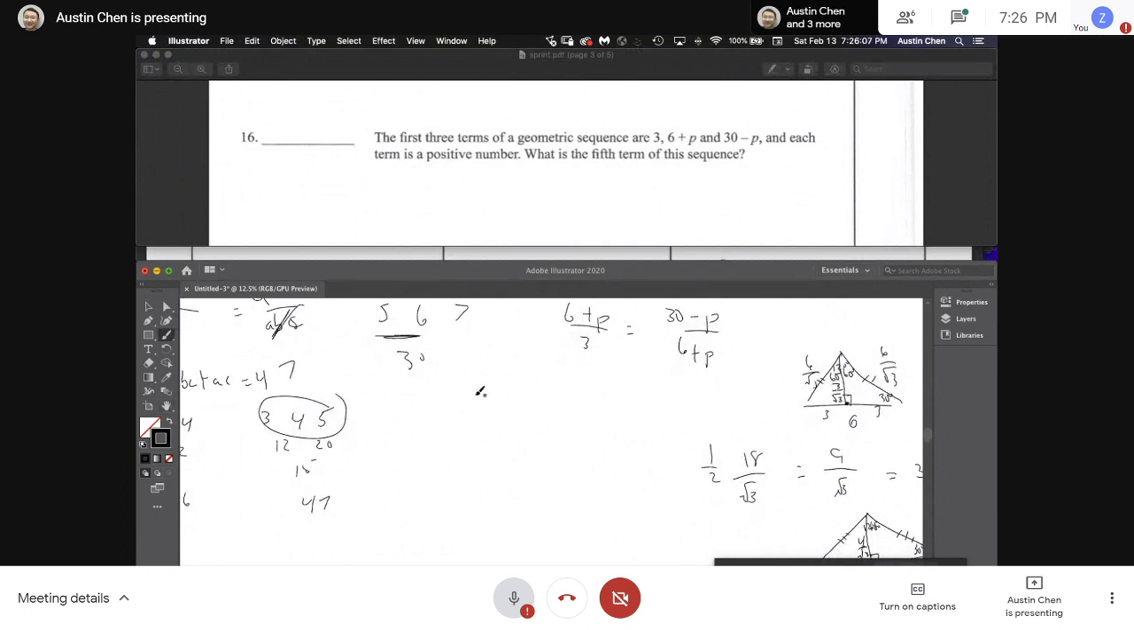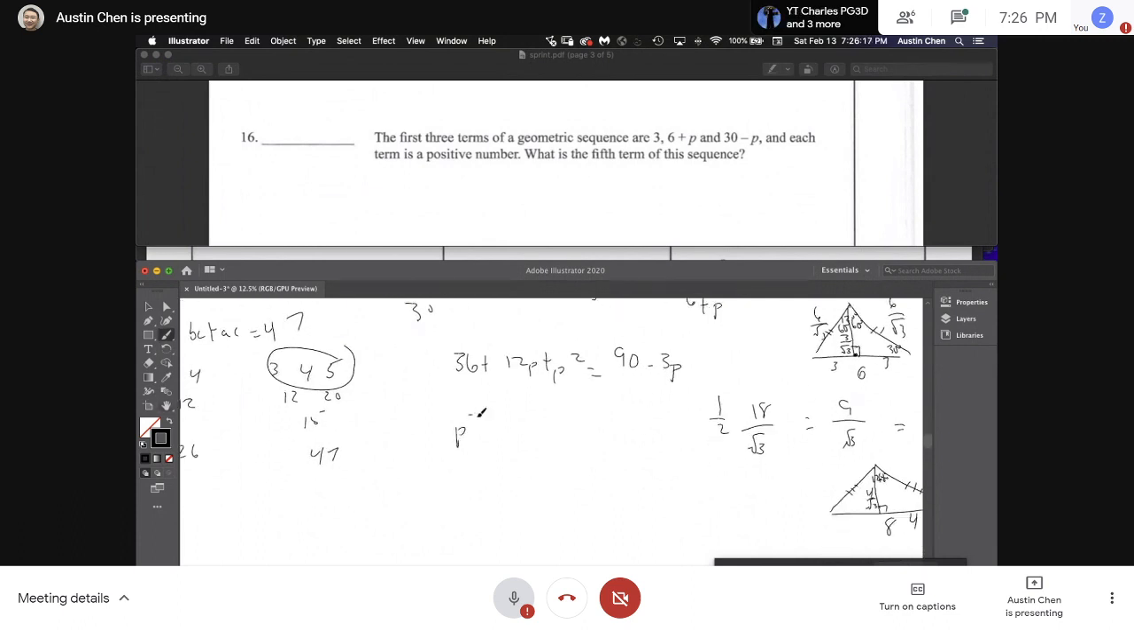to solve this, we just cross multiply. We're going to have 36 plus 12p plus p squared, and this is equal to 90 minus 3p. So we're going to have a quadratic in p: p squared plus 15p, and then minus 54.